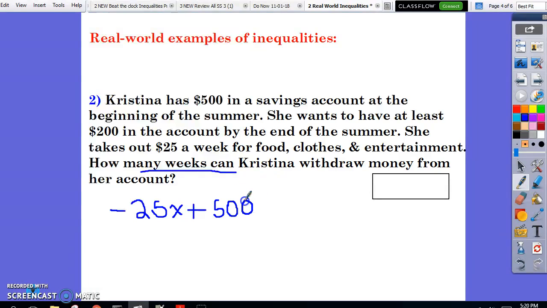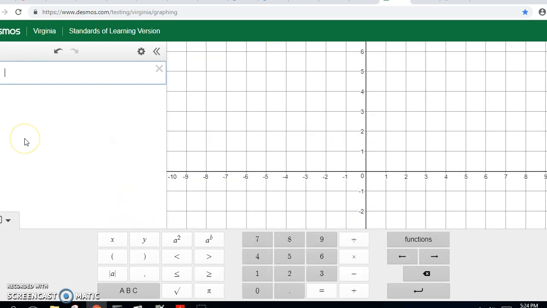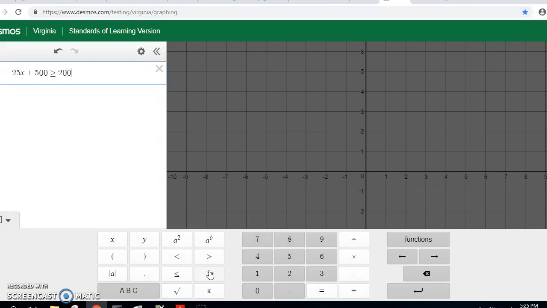So we're adding the $500. Now, it says she wants to have at least $200 in the account by the end of summer. So as we know, at least means greater than or equal to $200. So in Desmos, we need to type negative 25x plus 500 is greater than or equal to $200.